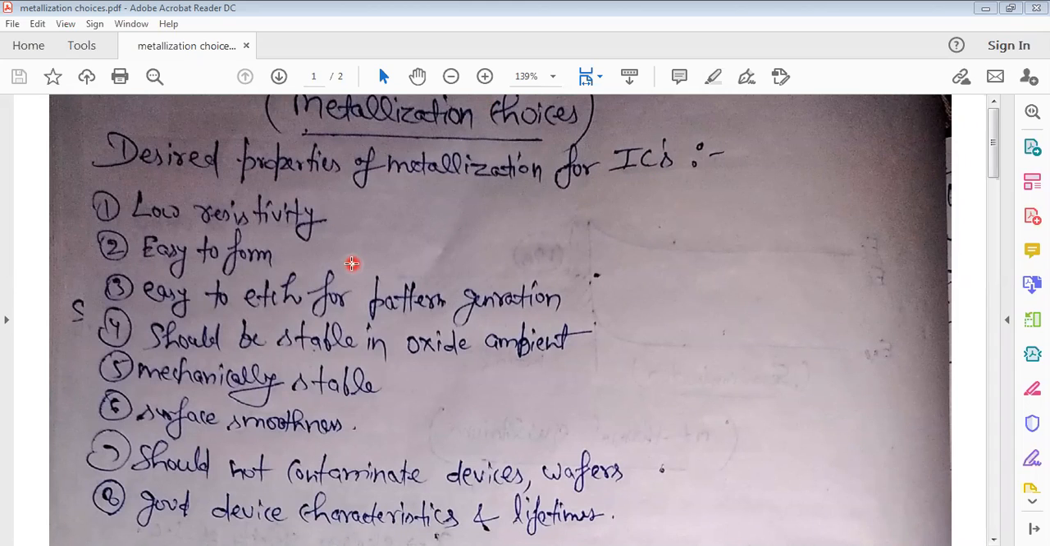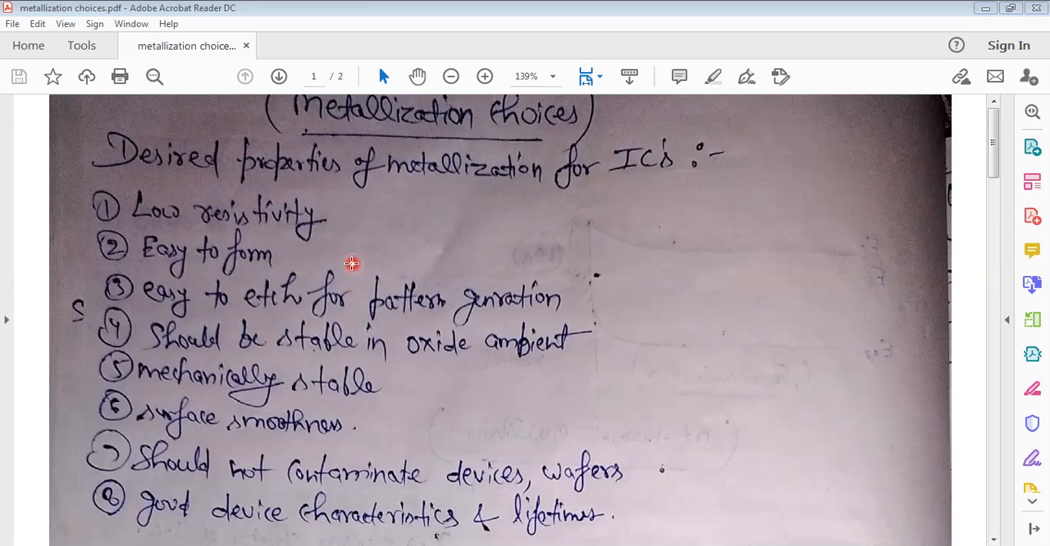Now first of all, what are the desired properties of metallizations for integrated circuits? So here are some enlisted desired properties that are required for the metallization process. First one is there should be low resistivity of the material. It should be easy to form. It should be easy to etch for pattern generation. It should be stable in oxide and ambient.